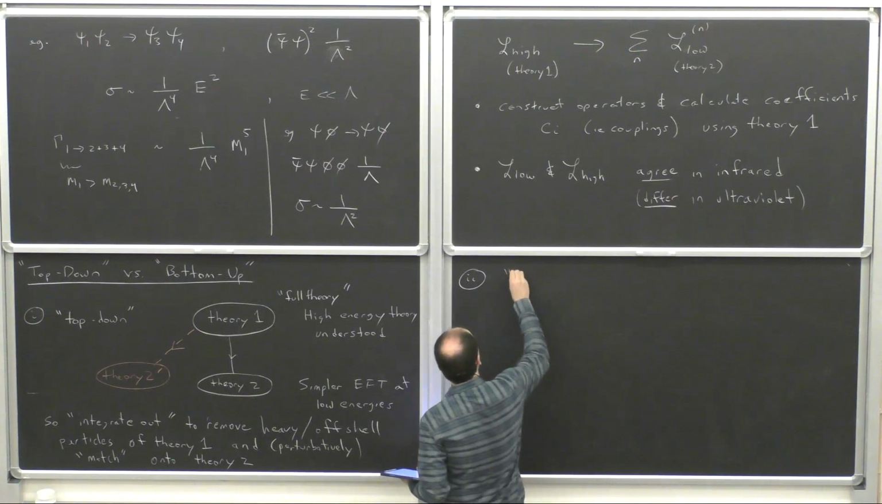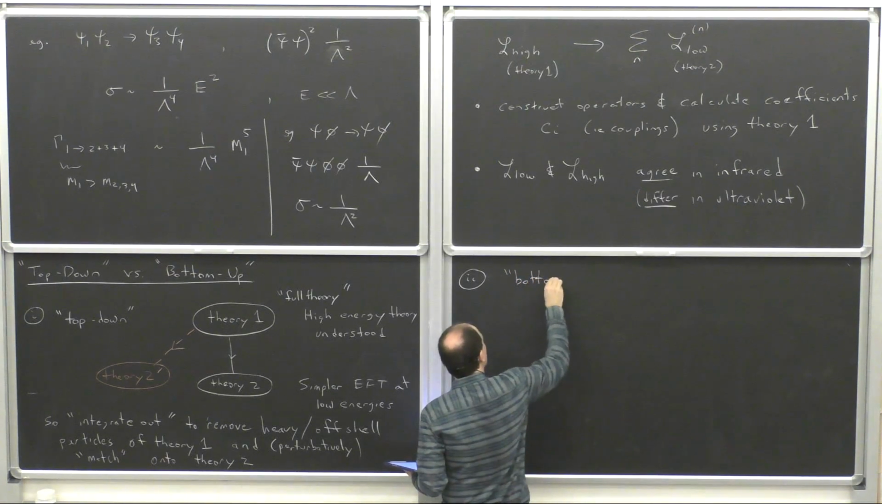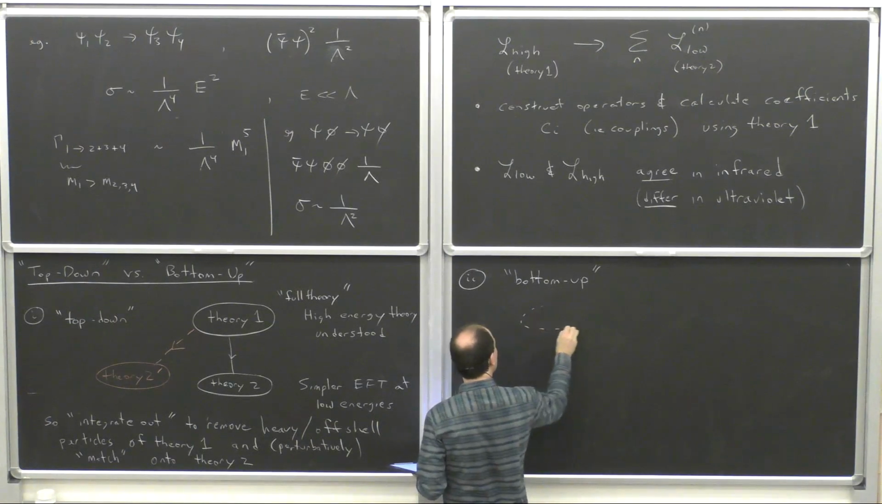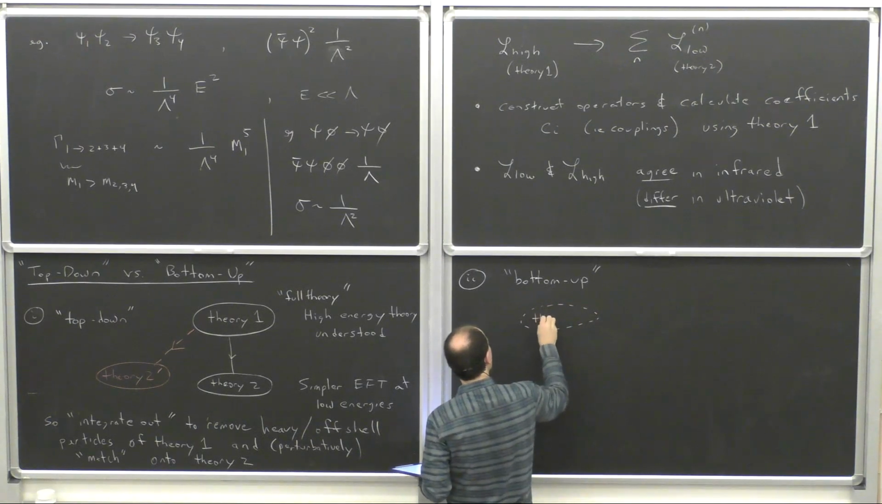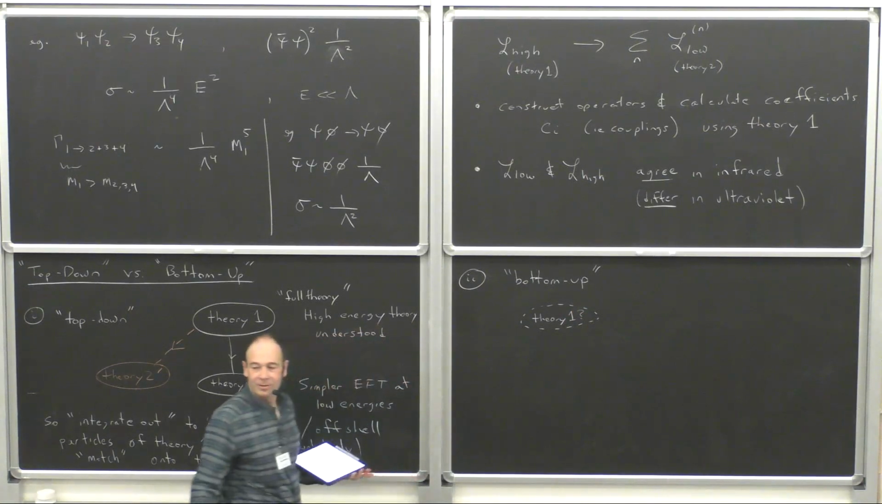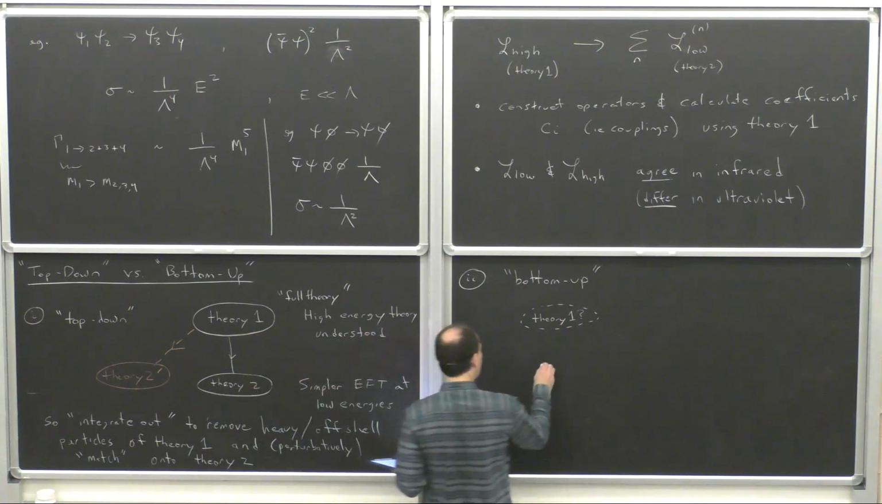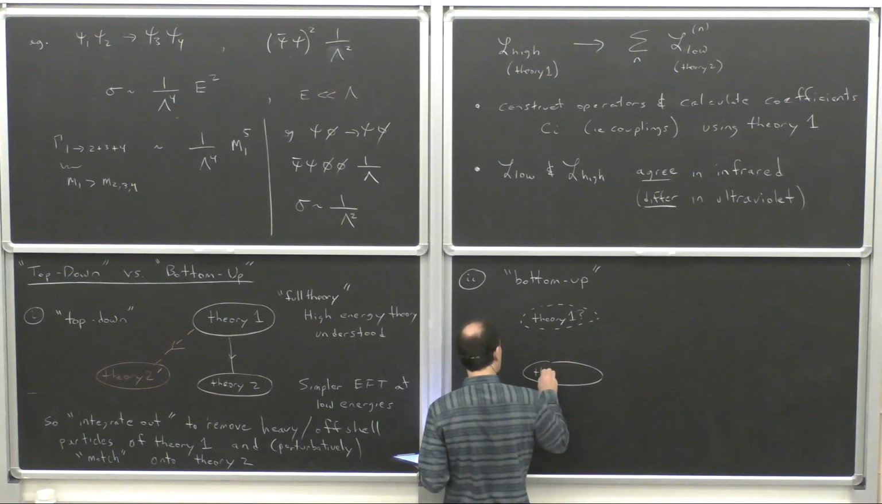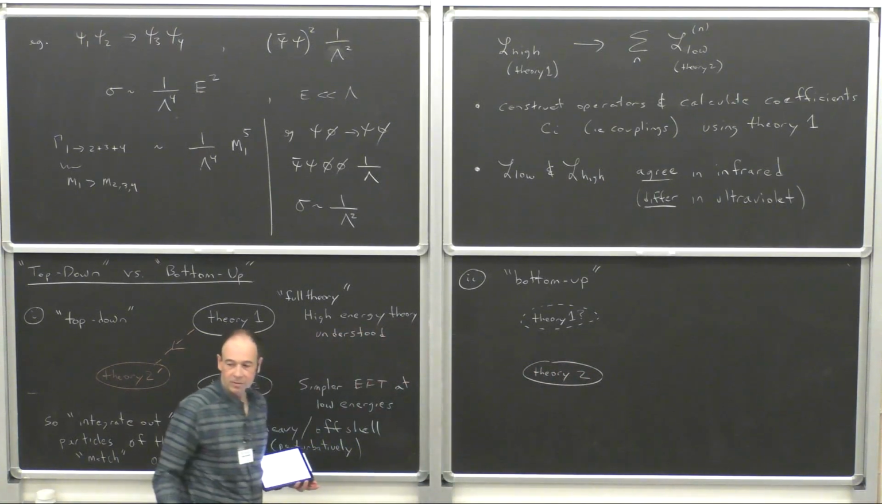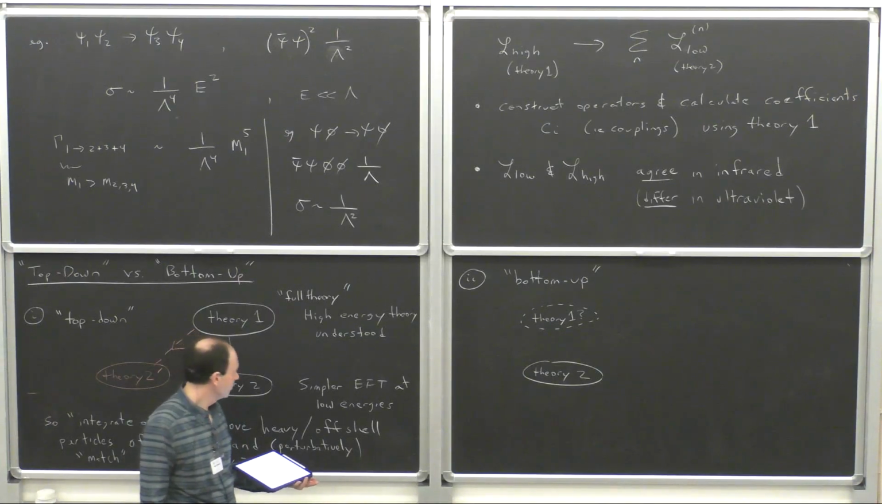Okay, so what's bottom-up? In bottom-up, we might think that there's some theory 1, but we don't know it. So I put a little dashed box. Nevertheless, we can still construct an effective field theory to describe a problem, namely theory 2.